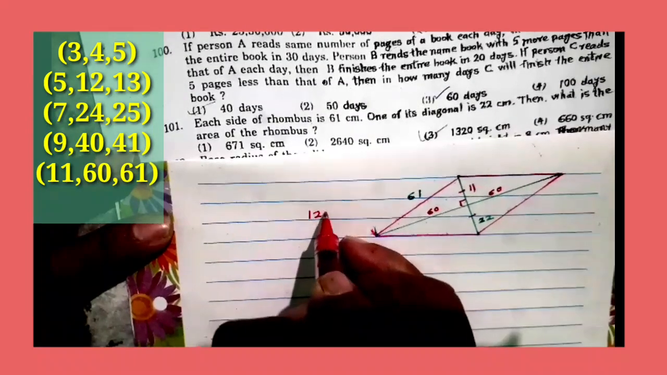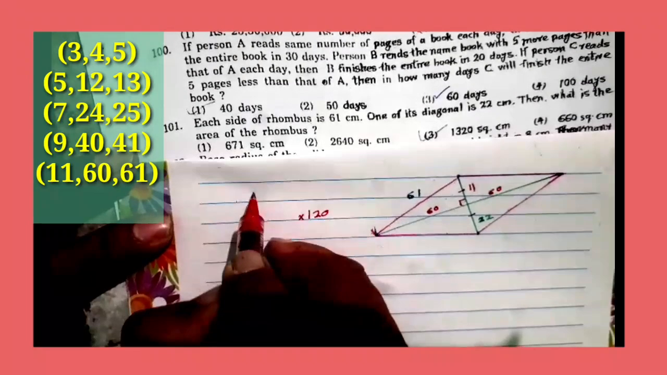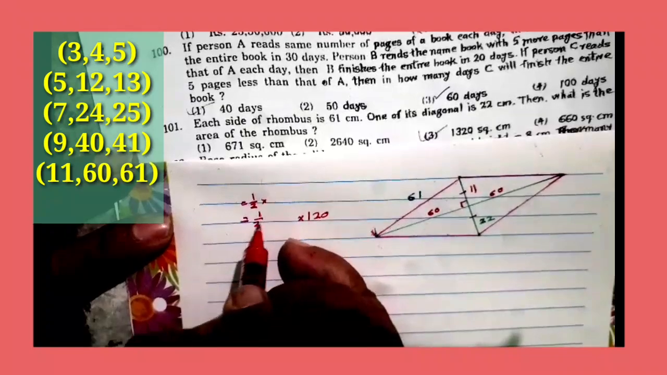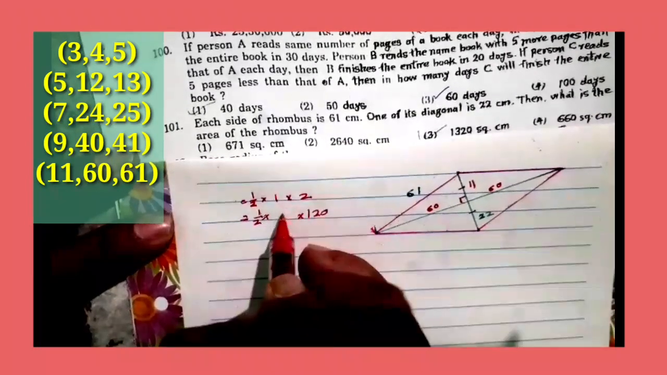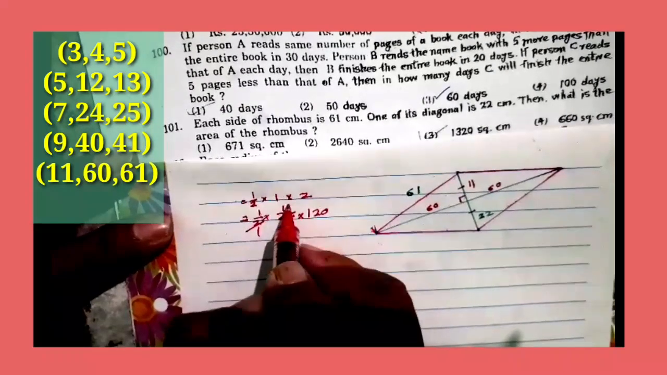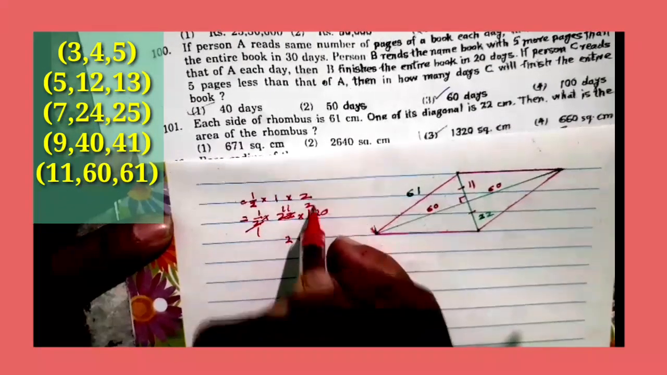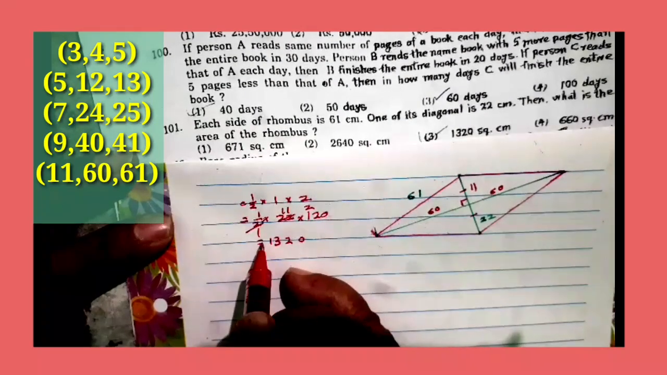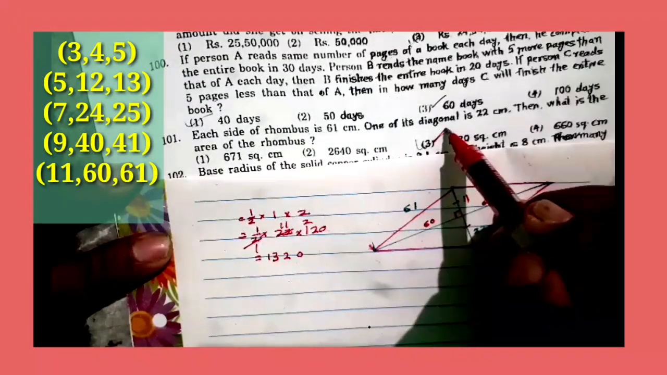We know the formula for the area of a rhombus is 1 by 2 into first diagonal into second diagonal. The first diagonal is 22. 11 times 2 is 22. 11 times 1 is 11 plus 2 is 13. So 1320 is our answer.